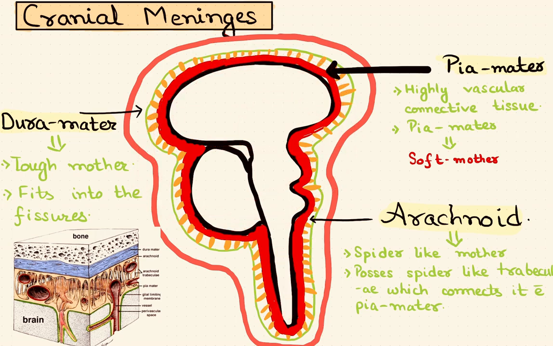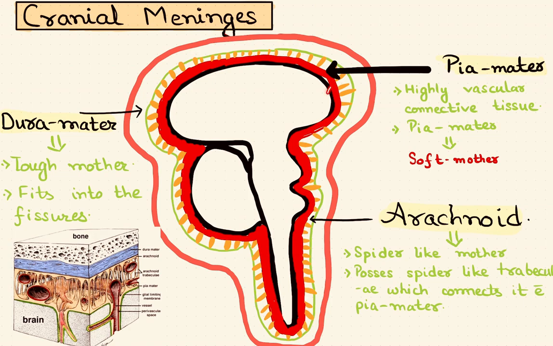The layers which are surrounding it, or we can say the layers which are protecting the brain from the outer environment, are known as cranial meninges. They are the layers which protect the brain from various damages. So the innermost layer, which is intact with the surface of the brain, is known as pia mater.